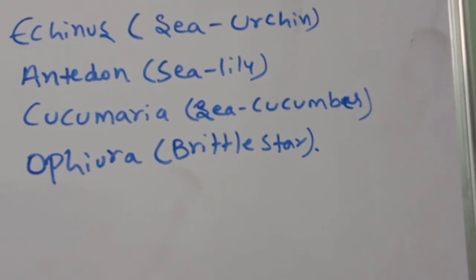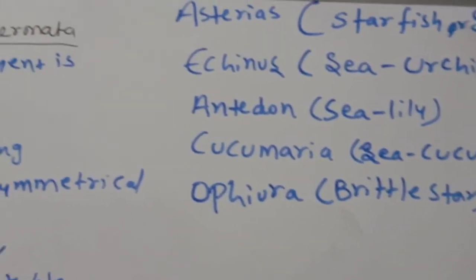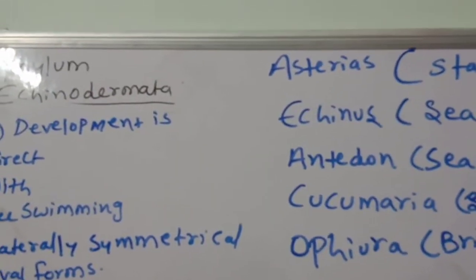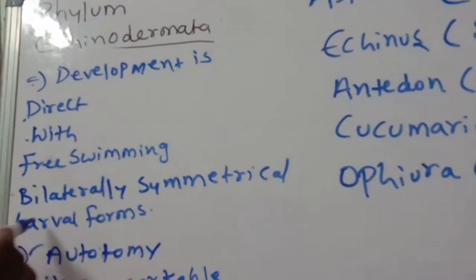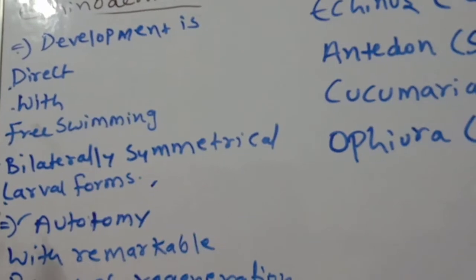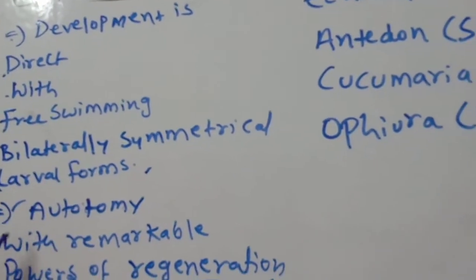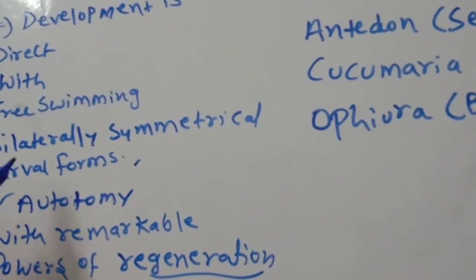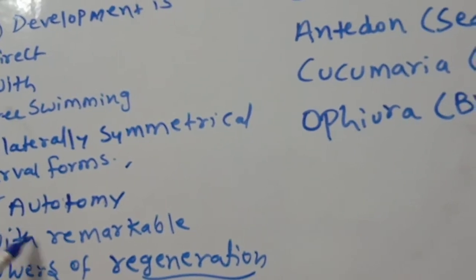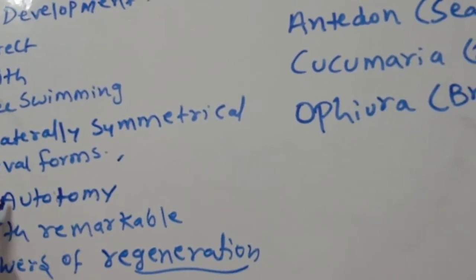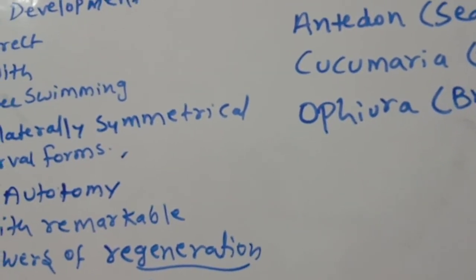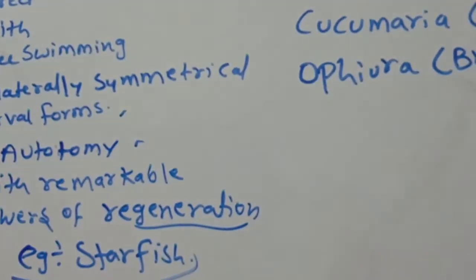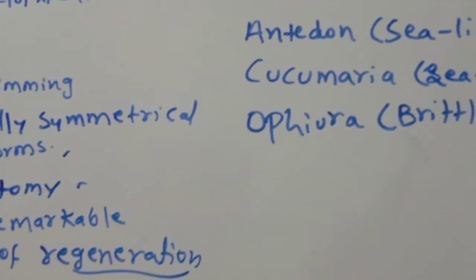Okay, children, observe very carefully. Some more characters of Echinodermata. Development is direct with a free swimming larva. Bilaterally symmetrical larval forms are there. Autotomy, self-destruction of the old parts. And there is a remarkable power of regeneration. Which part is destroyed, that will be formed again. That is called regeneration. This mechanism is seen in the starfish of the echinoderms.